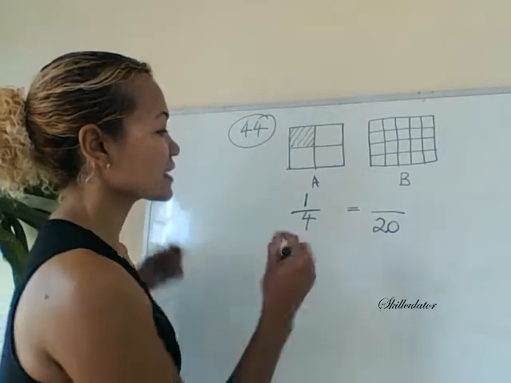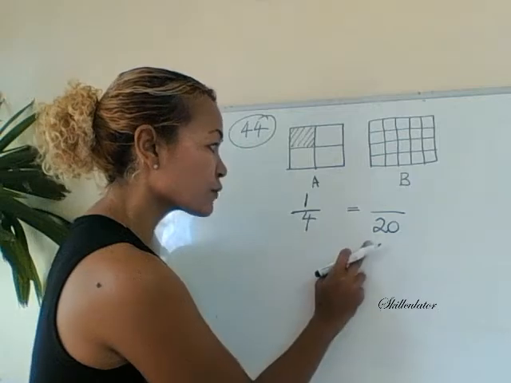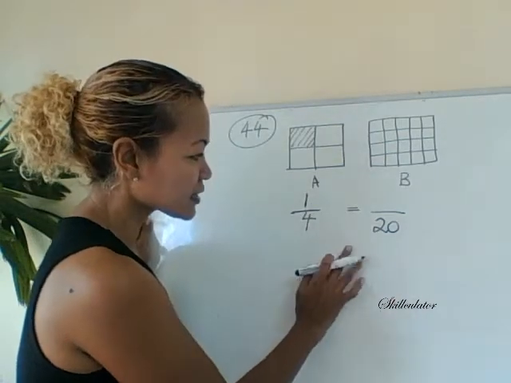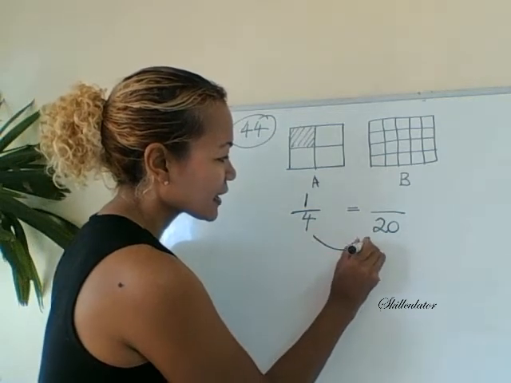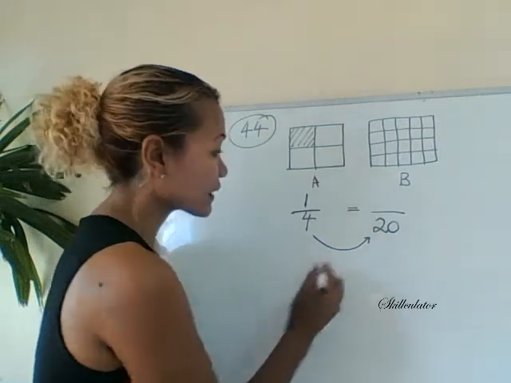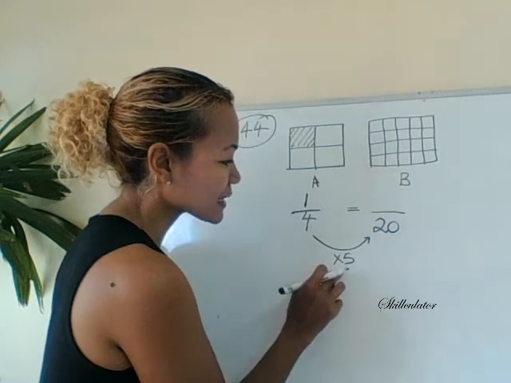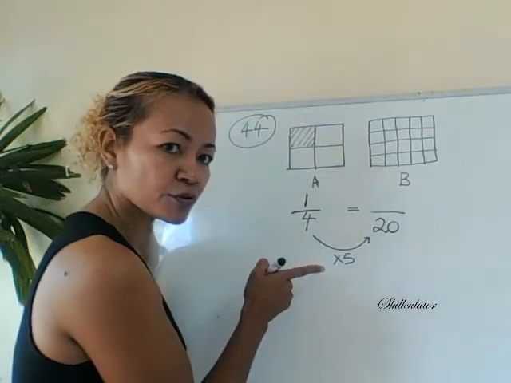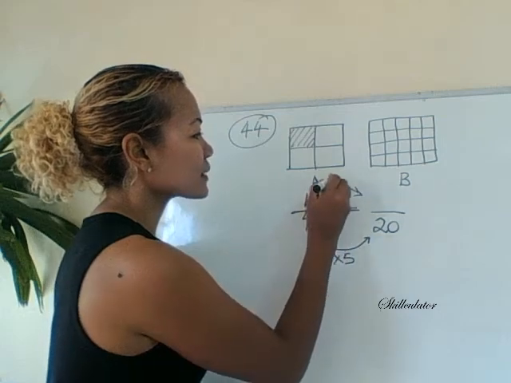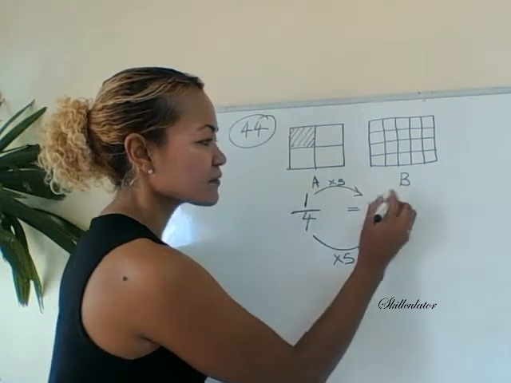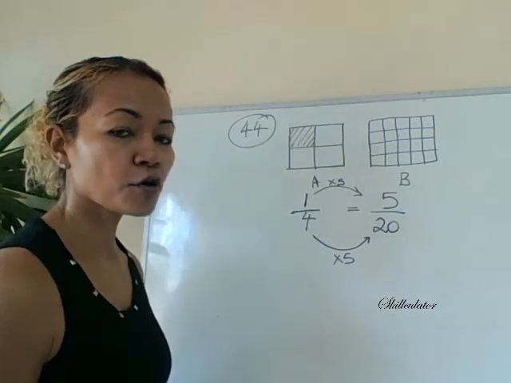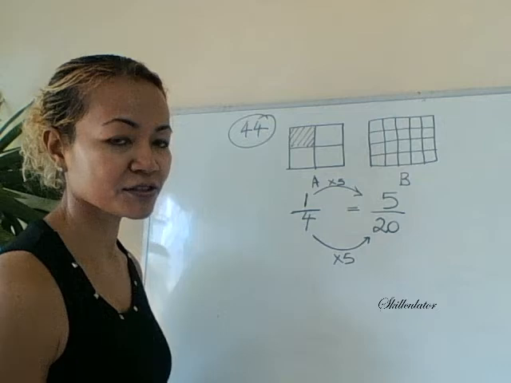Equivalent fractions, you find the relationship between the numerators, or the denominators, whichever number is given. Here it's the denominator. 4 multiplied by what is equal to 20? Multiply by 5. 4 times 5 is 20. Whatever you do to the bottom, you do to the top. 1, you have to also multiply by 5. 1 times 5 is 5. So 5 over 20 is the equivalent fraction.